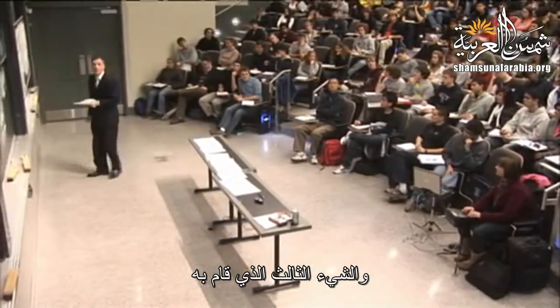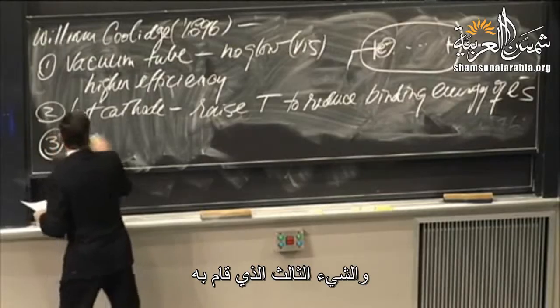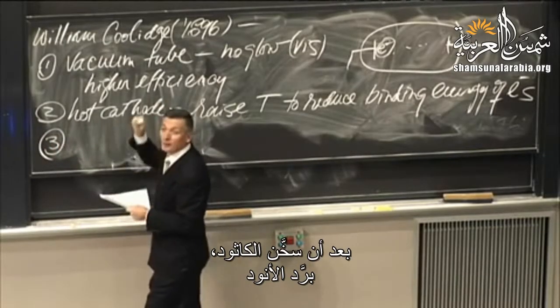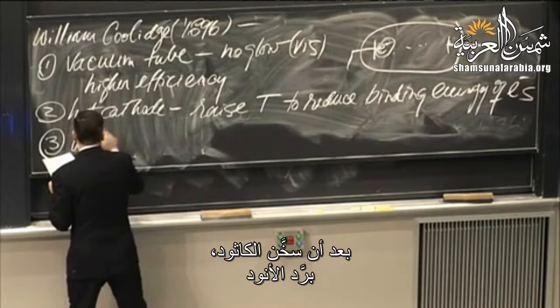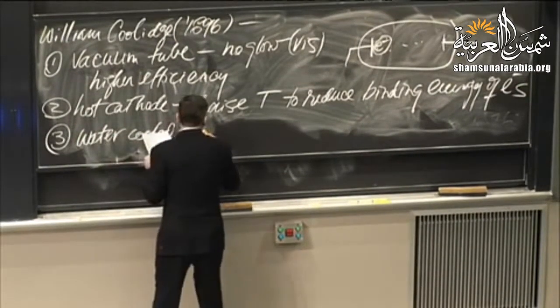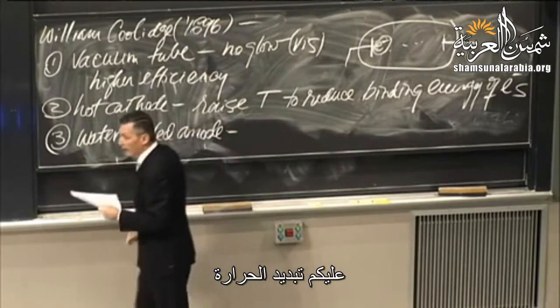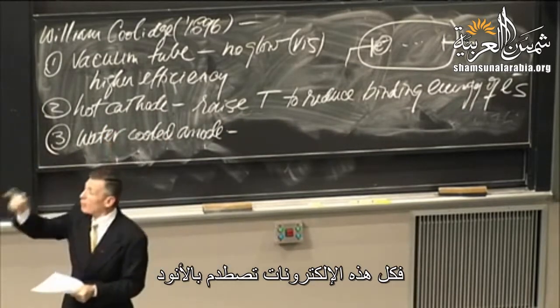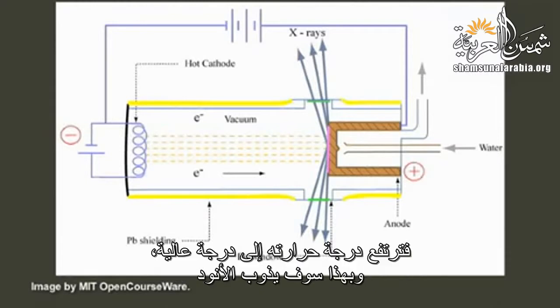Third thing he did was he heated the cathode and he cooled the anode. Water-cooled anode. Why? You got to dissipate the heat. All these electrons crashing into the anode. You raise the temperature of that anode so high you'll melt it.